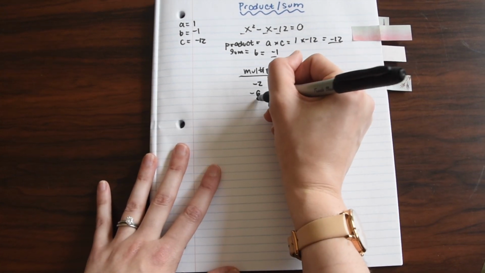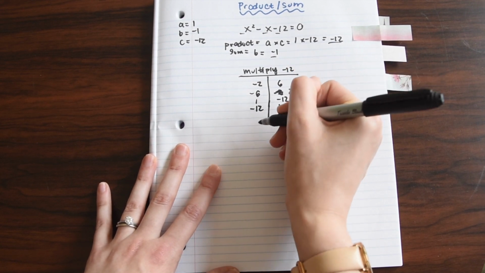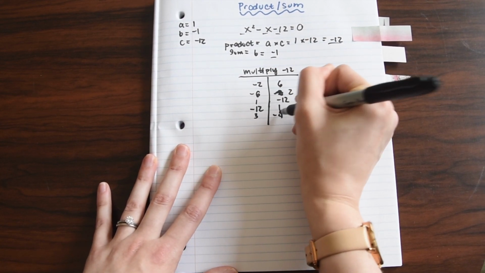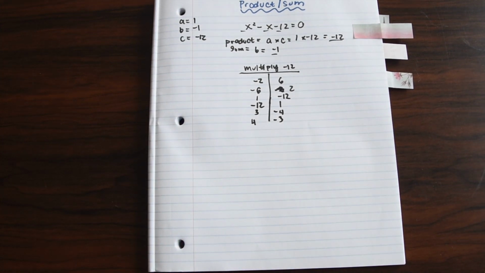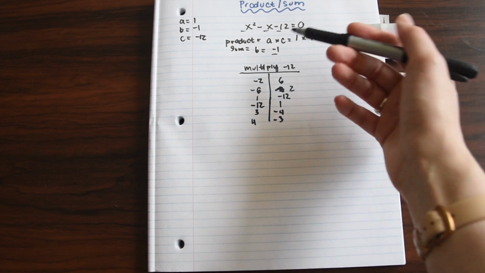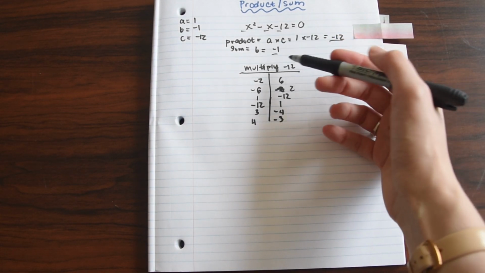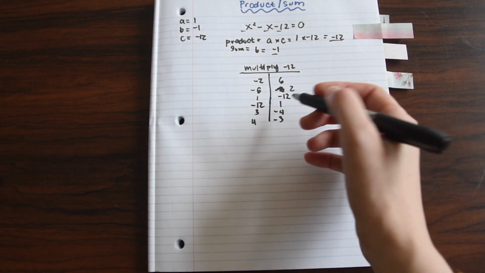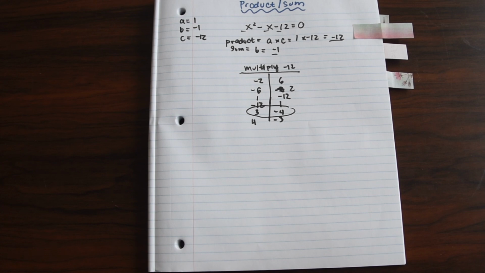What else do we have? We have 1 and negative 12. We have negative 12 and 1, 3 and negative 4, and 4 and negative 3. So we list all the things that can possibly multiply to negative 12. So now we have to ask ourselves which one of these pairs also adds to negative 1. So if you go down the list, you'll notice that only negative 4 and 3 add to negative 1.